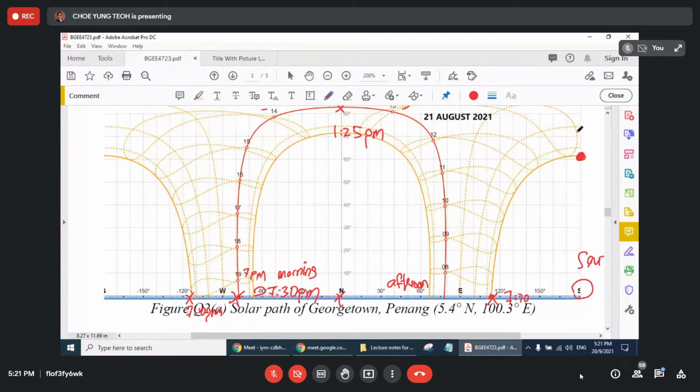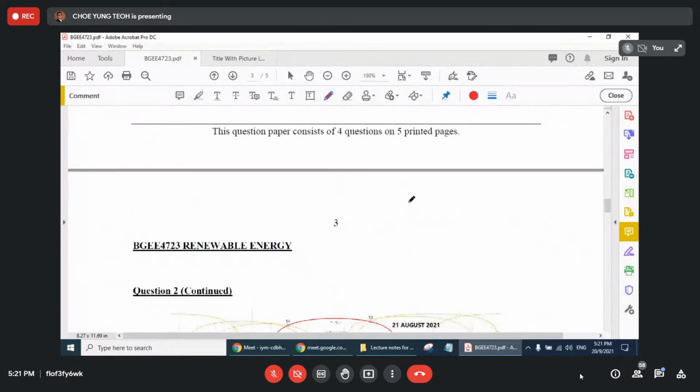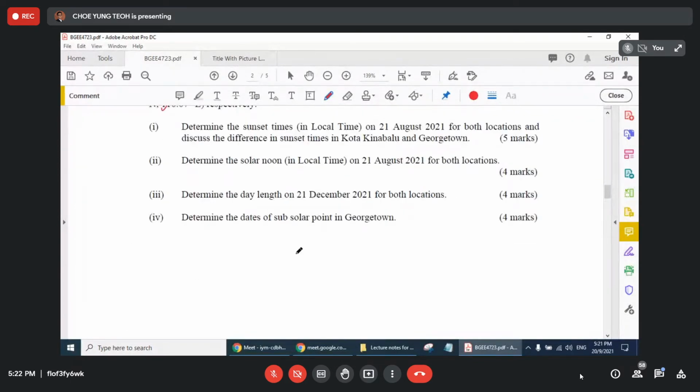Okay, so based on this, based on the altitude angle, we determine the line, which line represents December 21st. Okay, just ask if you have any question.